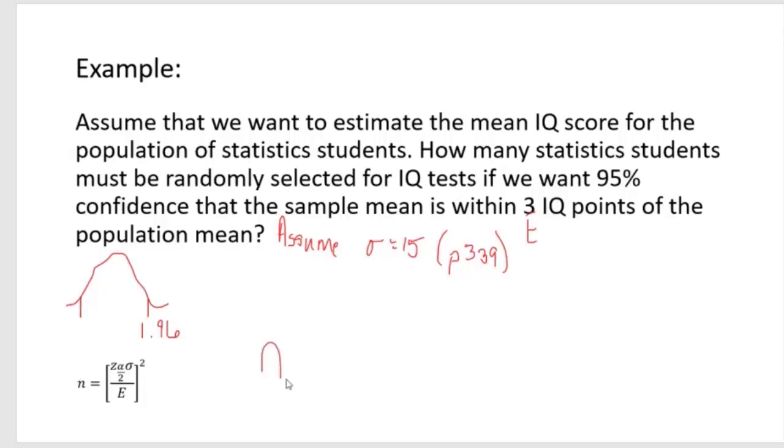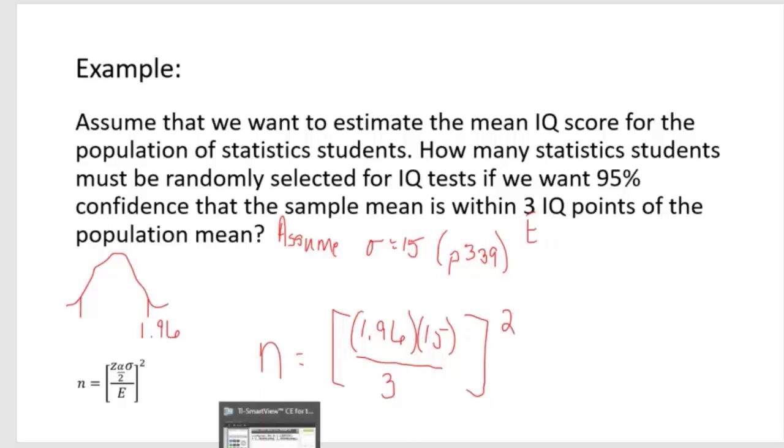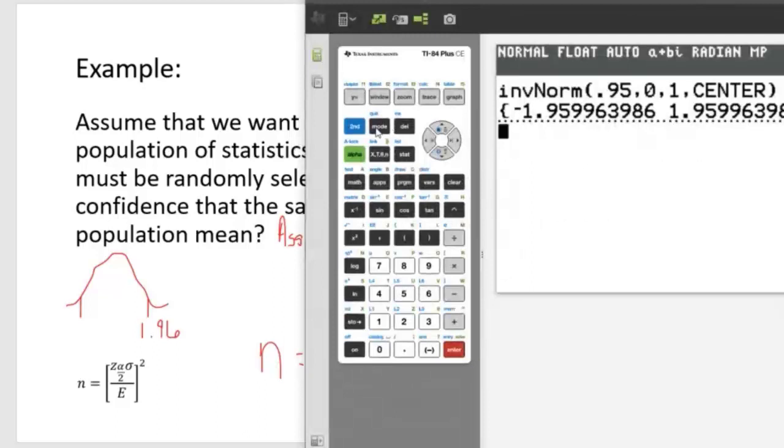But then, to apply this, we're going to go in. That should be an n. n is equal to 1.96 times 15 over 3, because remember that's as far off as we want to be, and then squared. And you're going to put all that into the calculator, so let's get that up and do that. So that's where I got my 1.96.